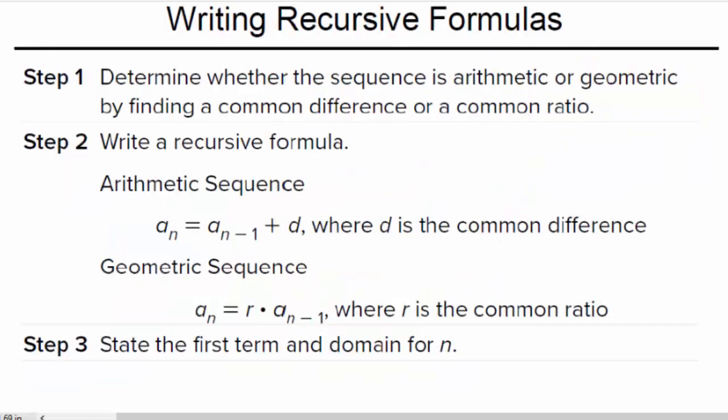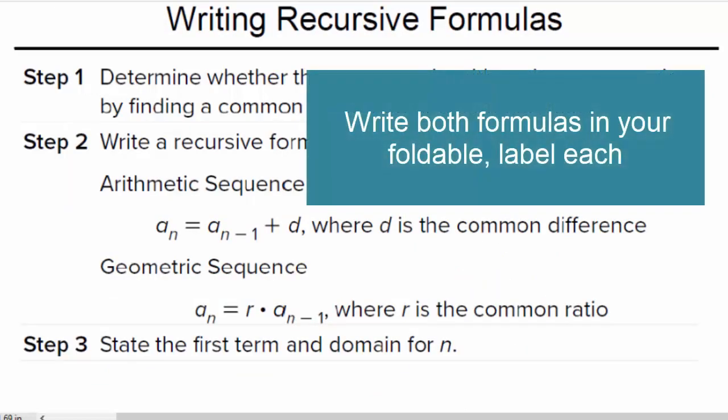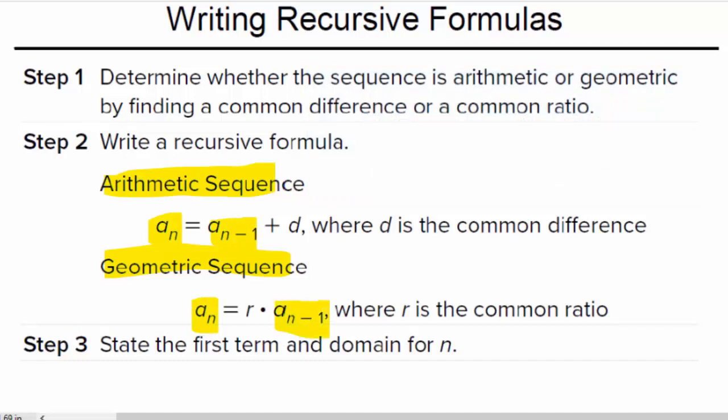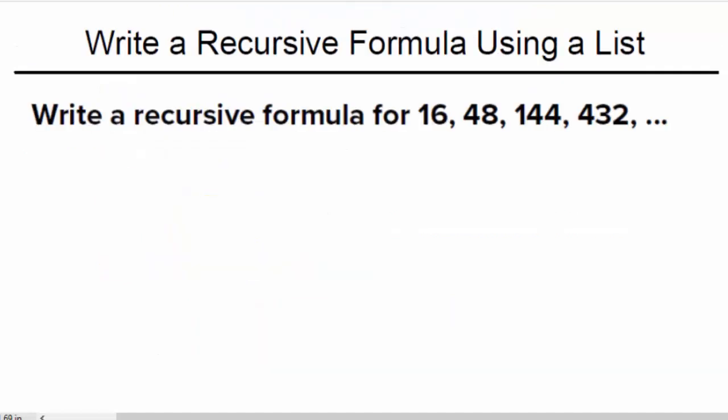Okay, so writing recursive formulas is very easy. First thing I want to point out, when we look at arithmetic and geometric, notice we have a sub n in both cases. We have an a sub n minus 1 in both cases. And the only difference between writing these two formulas is on an arithmetic sequence, you're adding the common difference, and on a geometric sequence, you're multiplying by the common ratio. So you've got to find out what the common difference or the common ratio is to be able to write the recursive formulas.